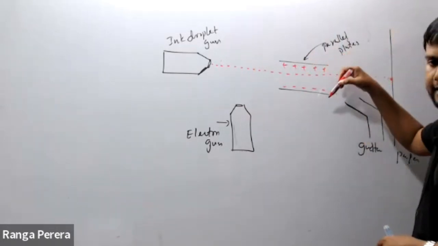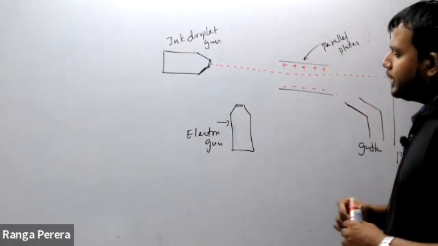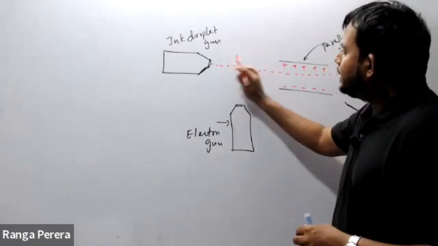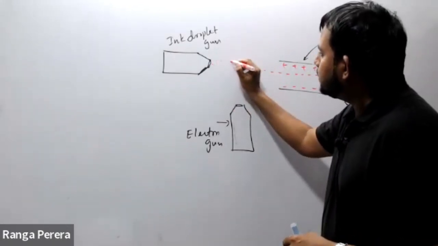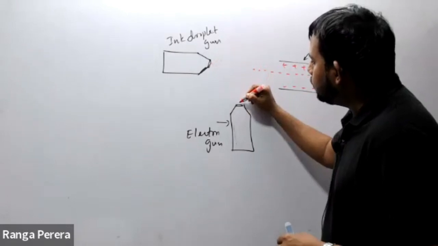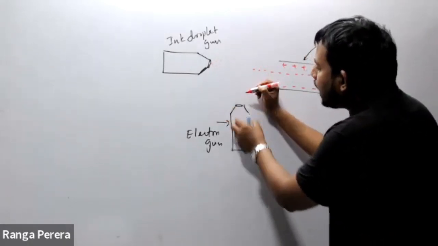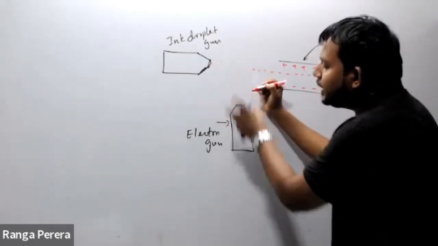So there's an electric field in between those two. Let's say when a droplet is released at this point, you send the electron gun. Actually, this is capable of sending electrons.